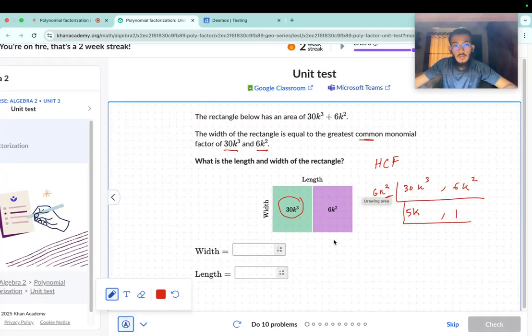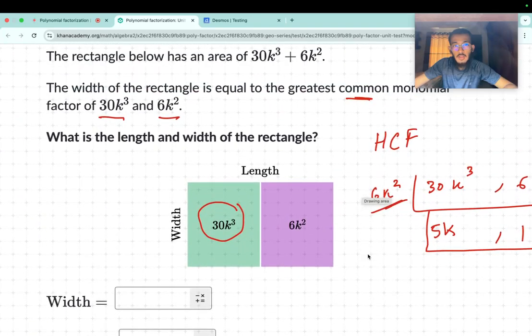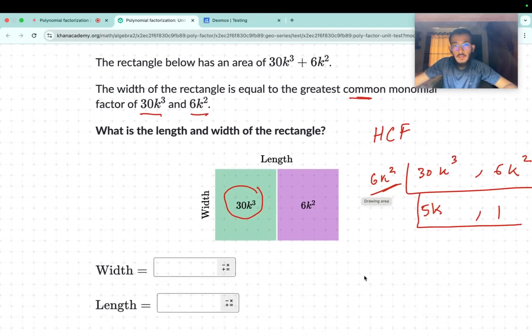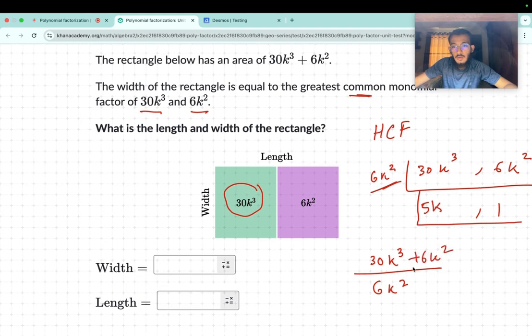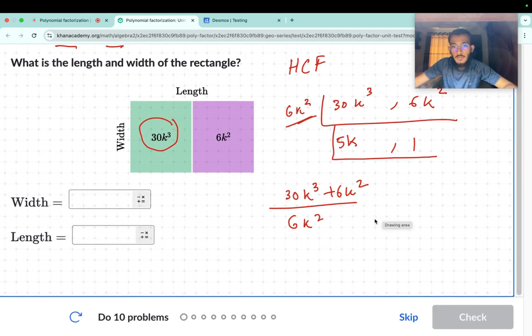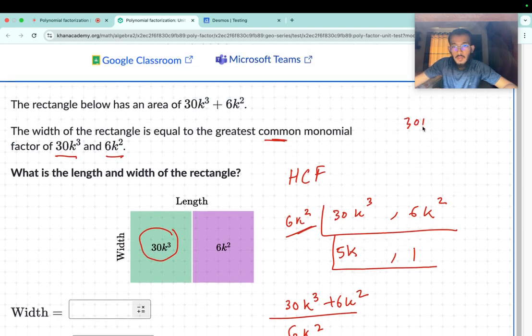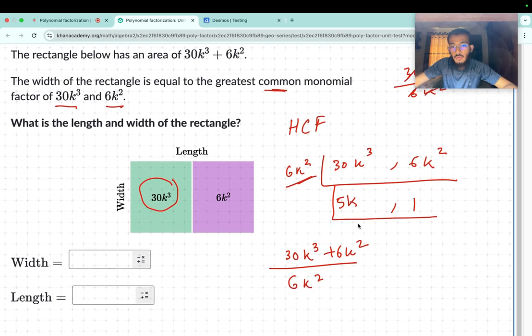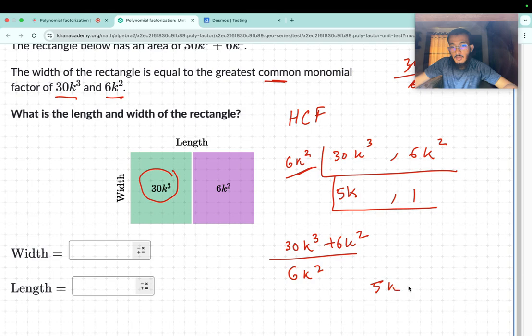If we know the width of 6k squared, then we can find the length by dividing 30k cubed plus 6k squared by 6k squared. So 30k cubed divided by 6k squared is 5k. So we have 5k plus 1.